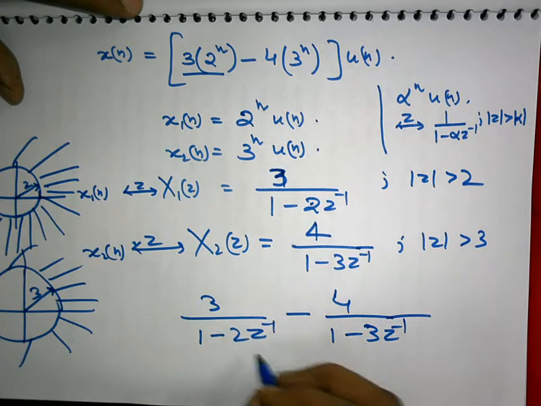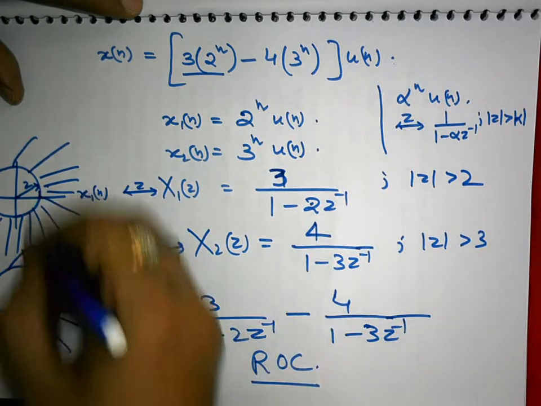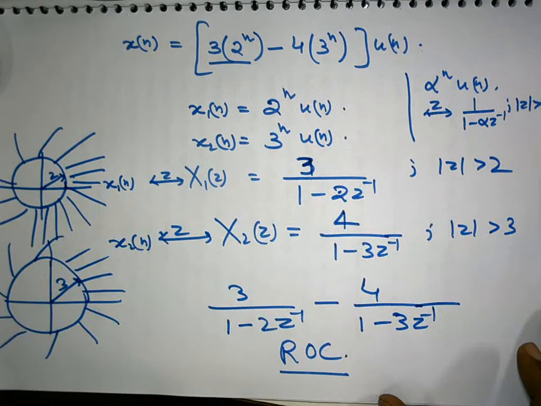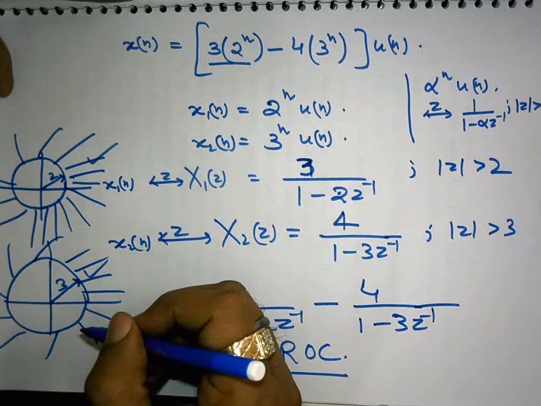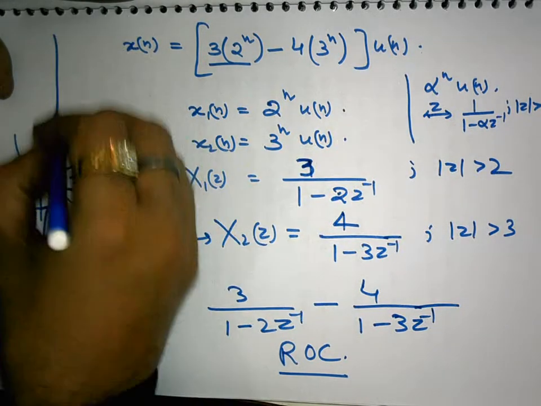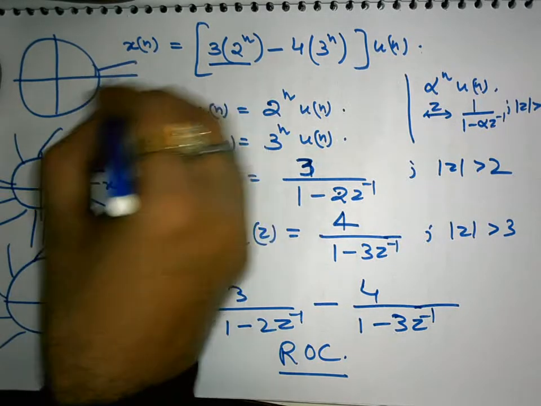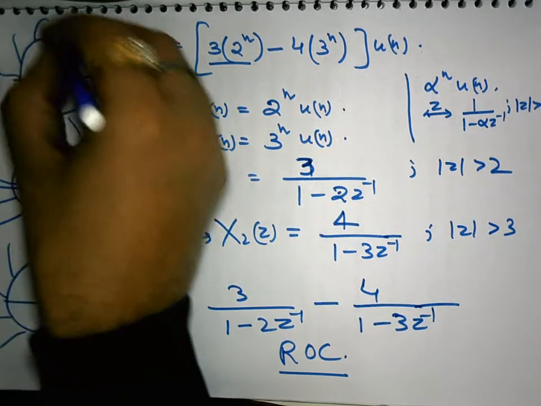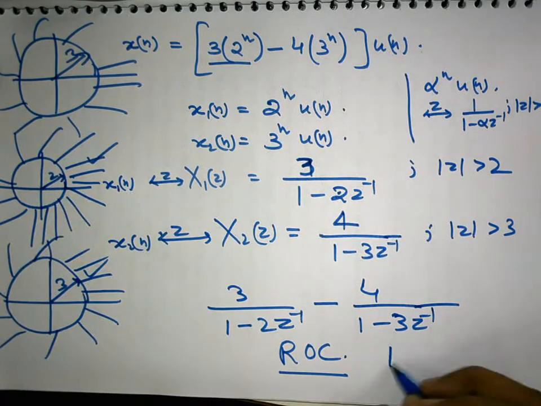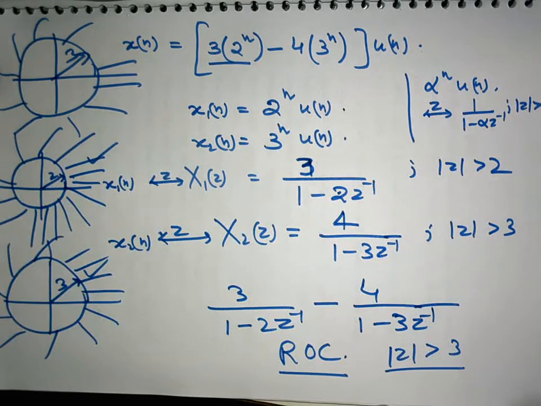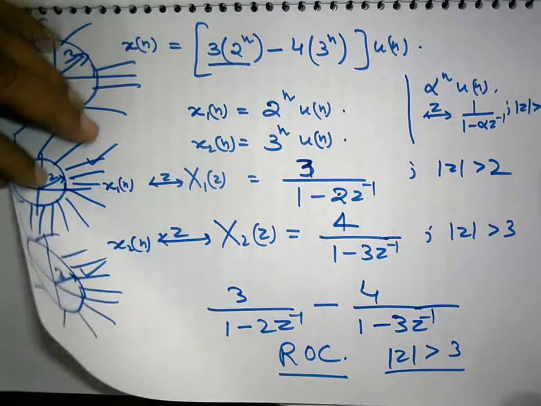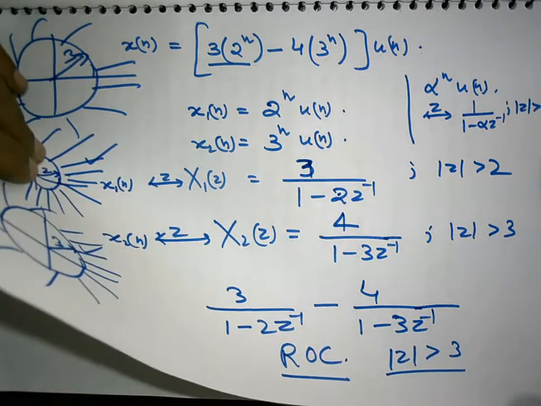Okay. And now the region of convergence will be the common region between the two plots. And what is the common region between the two plots? If we superimpose the two plots over each other, the common region is all the points which have value greater than 3. Okay. So, the common region of convergence will be mod Z greater than 3. Okay. So, this has been evaluated simply by using the linearity property.